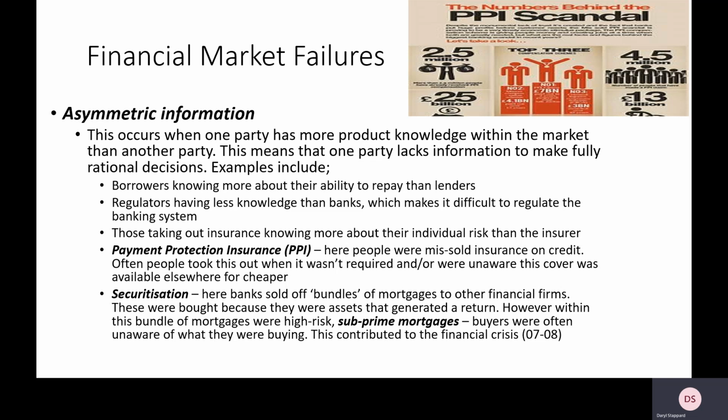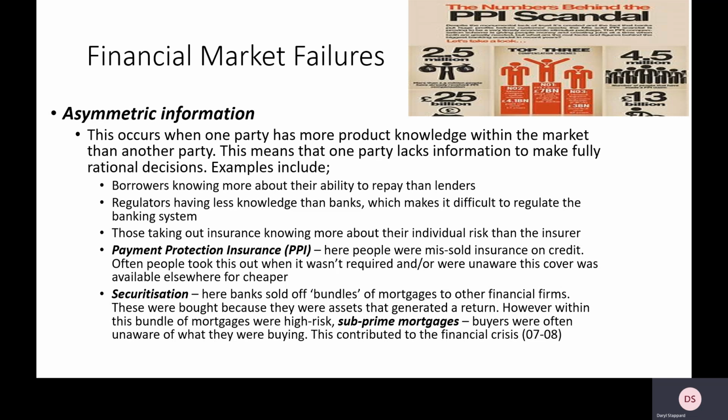So you were paying for a product that you might never use or be aware of in the first place. When people took out PPI as well, they were often not made aware they could shop around and get that insurance cheaper with a different provider. Now, another example of asymmetric information is something that we call securitization. And this was what led to the financial crisis.